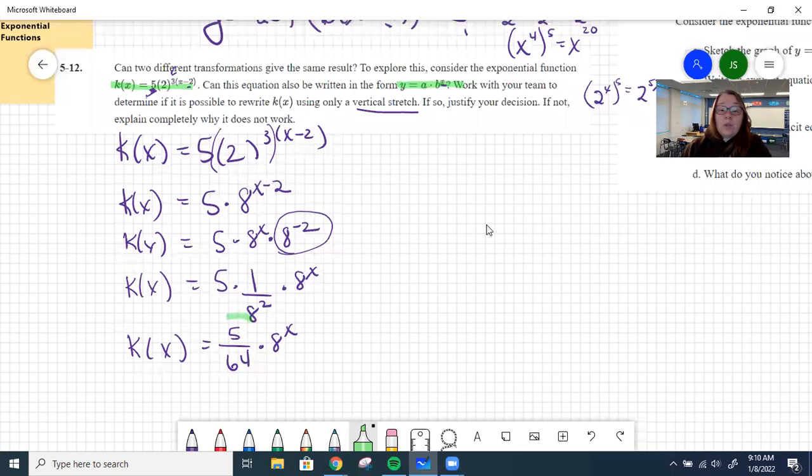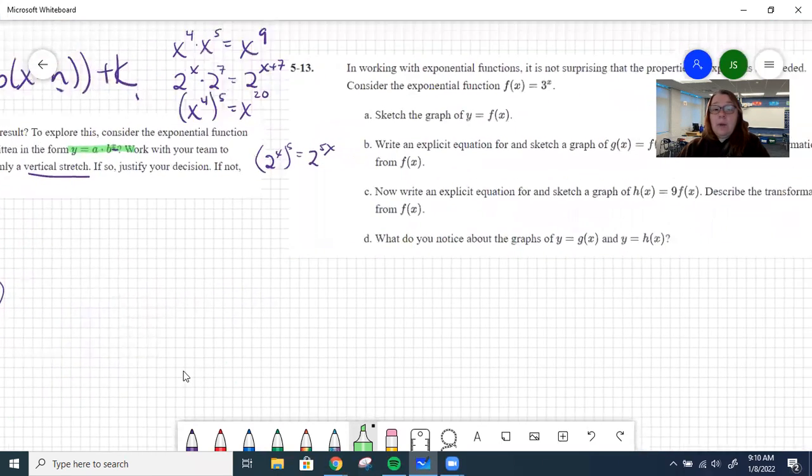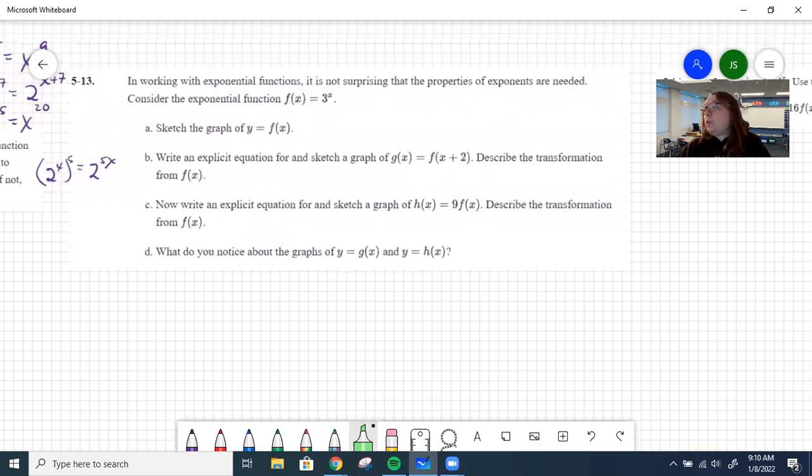So the question had been, can I take this and rewrite it in this form? And that's what I've done. Here's my a, and here's my b to the x power. So I can rewrite something with a horizontal shift to just have instead a single vertical stretch. And that is what we're trying to get at today. Is that possible?